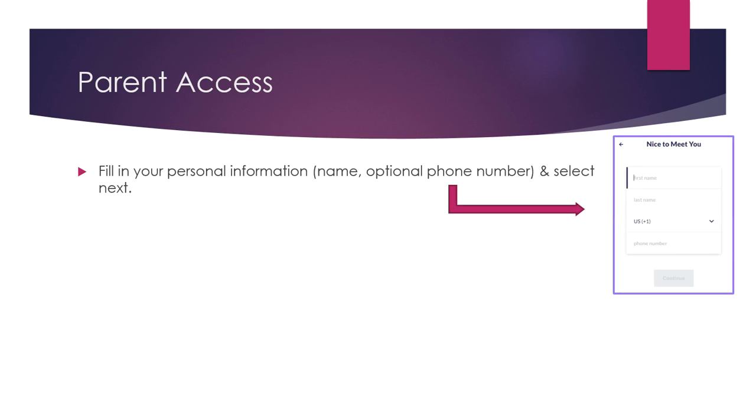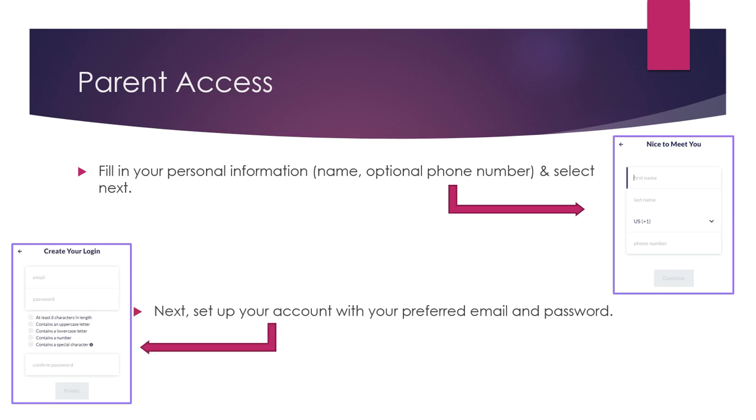So once you select Family and Next, it'll bring you to a new page that'll ask you for some personal information. It'll ask for your first and last name and then a phone number. I believe the phone number is optional, however, so if you don't want to include that, you can just press Continue. As you go to the next screen, it'll ask you to then set up your account. So you'll want to put in your preferred email as well as a password that you can remember for easy login. And then you'll select Finish.